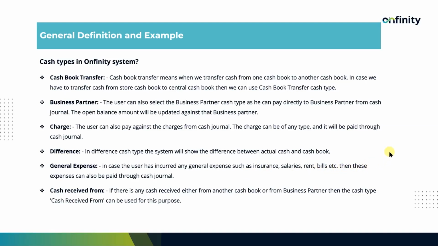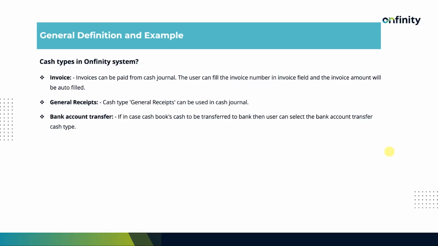If there is any cash received either from another cash book or from a business partner, then the cash type cash received from can be used for this purpose. Invoices can be paid from the cash journal. The user can fill the invoice number in the invoice field, and the invoice amount will be automatically filled. The cash type general receipts can be used in the cash journal.